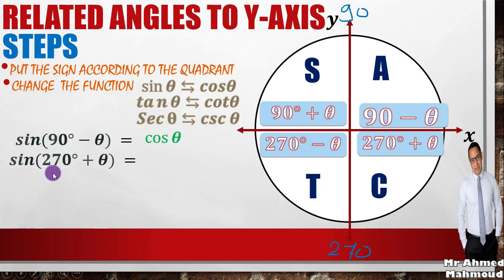Another one, sine 270 plus theta. Sine will be changed to be cosine, and this is the fourth quad. Sine in the fourth quad is negative. Remember, here we are going to look to the first function, not the second function. Okay, so sine will be negative cosine theta.